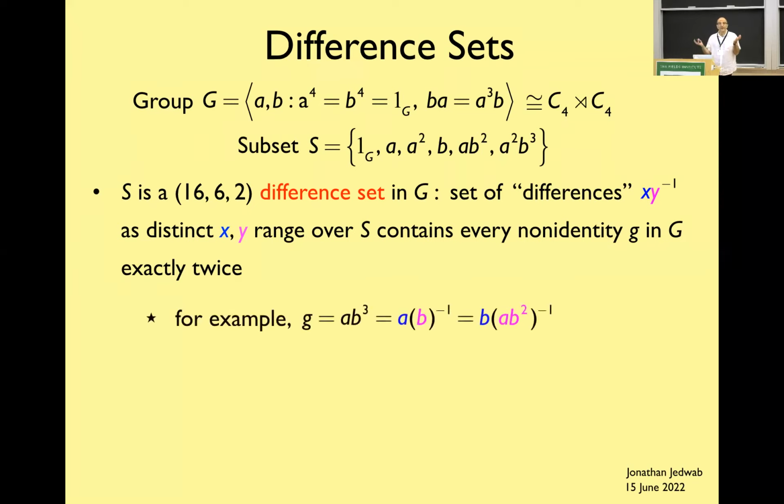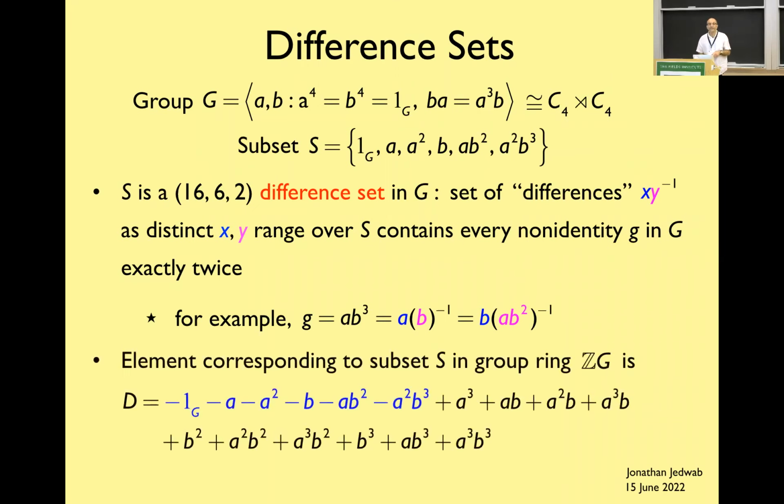For example, if you say, show me where you get the difference A times B cubed, well, it's element A of the subset times element B inverse. And it's also element B times element AB squared inverse.